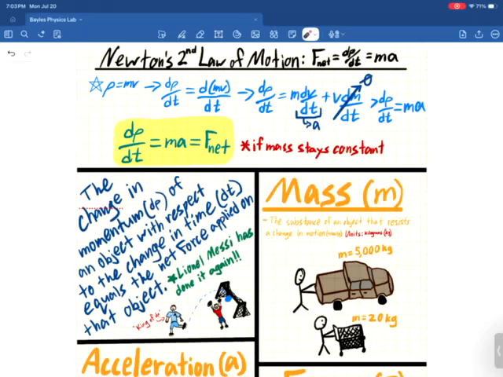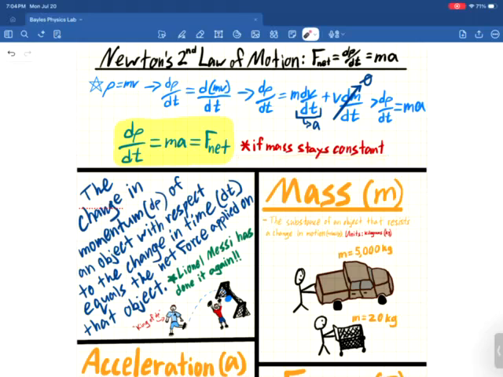Now, momentum is given by this fancy little p here, and let's just remember it equals mass times velocity. And so if we take our derivative with respect to time of momentum, we're left with simply mass times acceleration. And we can walk through this in depth in another video in the future. But it is only if the mass of our object stays constant.